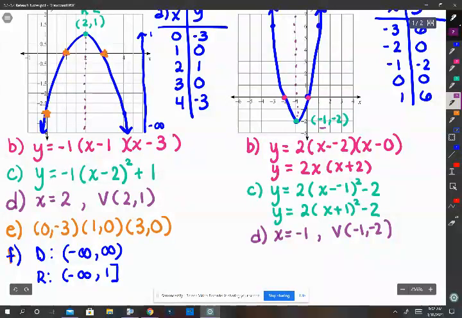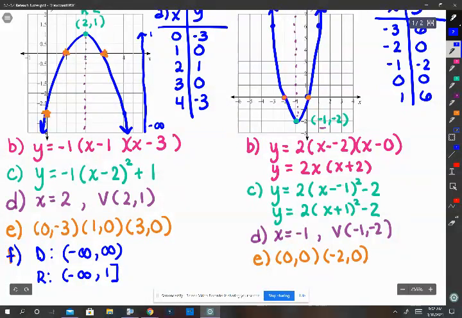And then our E is where does it cross our x and y axis. So when we look at our x-axis or y-axis, it crosses right here at the (0, 0). So it's crossing at (0, 0), which is an x-intercept and a y-intercept, and then it also crosses on the other side at (-2, 0).